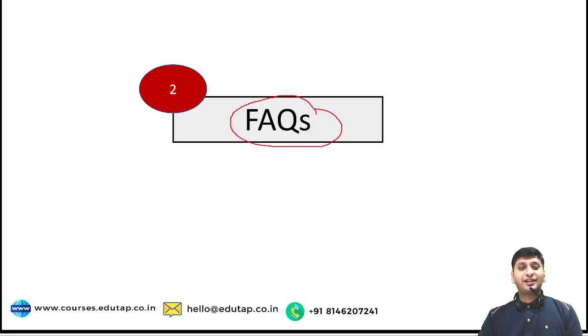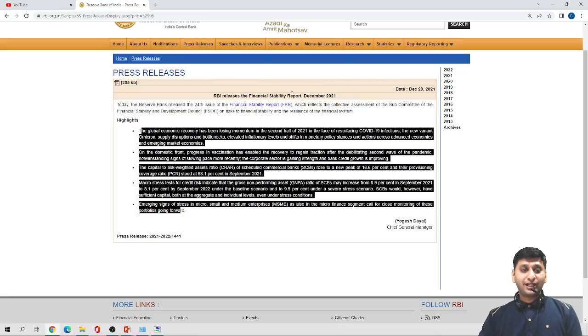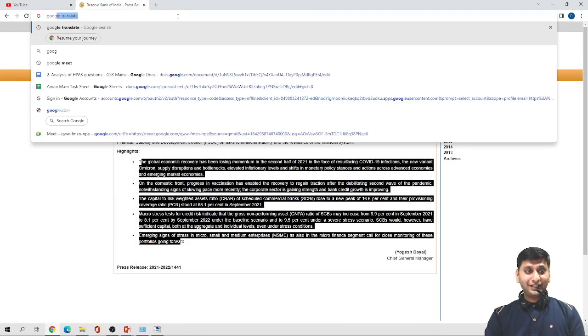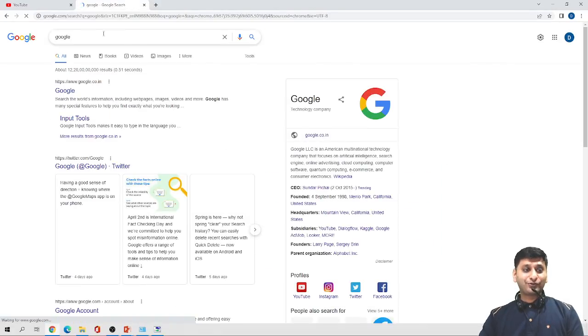FAQs are a really good source of static portion for you. There can be a lot of questions asked in your RBI Grade B Finance objective paper from these FAQs. ठीक है, तो FAQs पे कैसे जाना है? I don't know the link, frankly. Honestly, I don't know the link to go to the FAQs from the RBI website.